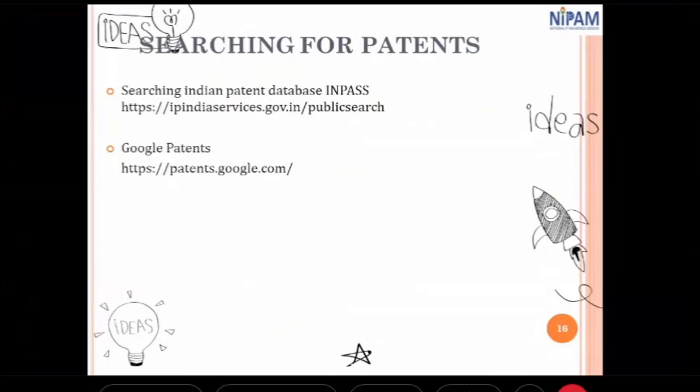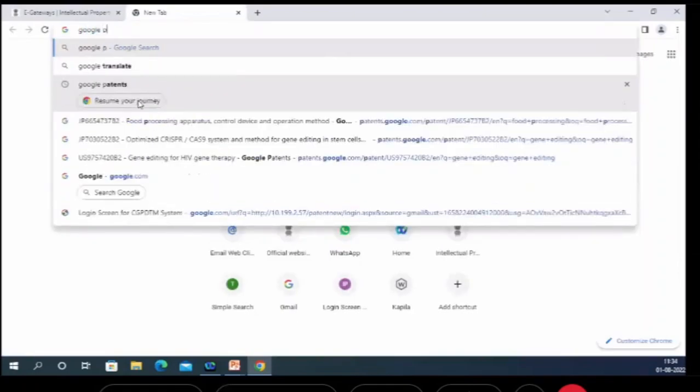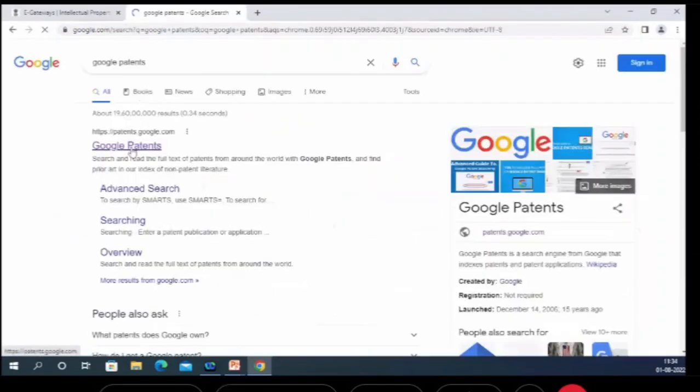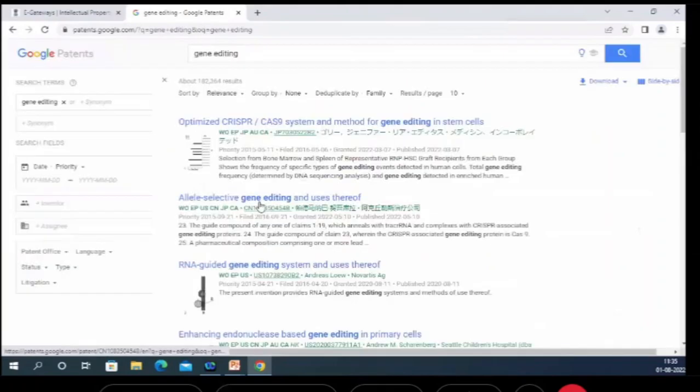So how can we search for prior art in Google Patents? Let's see. Just type Google Patents, just like Google Scholar, and you will get the Google Patents link here. Suppose your area of interest, for example my area of interest, is gene editing. If I put gene editing here, whatever patent application has been published, granted or filed by any other inventor across the globe will appear here.